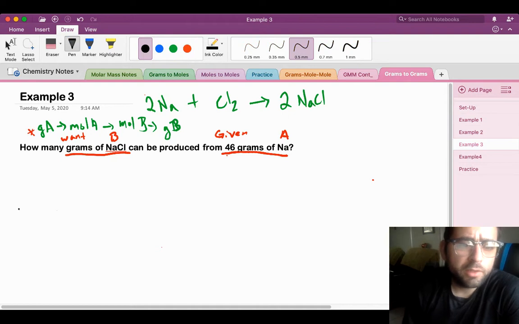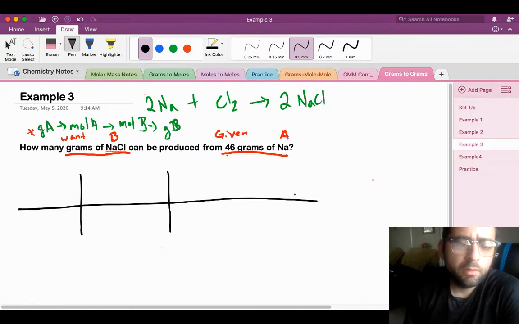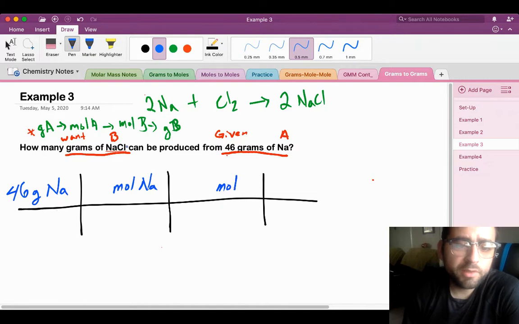So now let's go ahead and set it up. I get my 4 boxes. I'm going to start with my given. So my given is 46 grams of Na. Next box, I need to convert it to moles of A, and A is Na, so I can put Na right here. The next step is getting moles of B, but instead of saying B, I have NaCl. And the last one after that, I need to go into grams of B. So grams of NaCl.